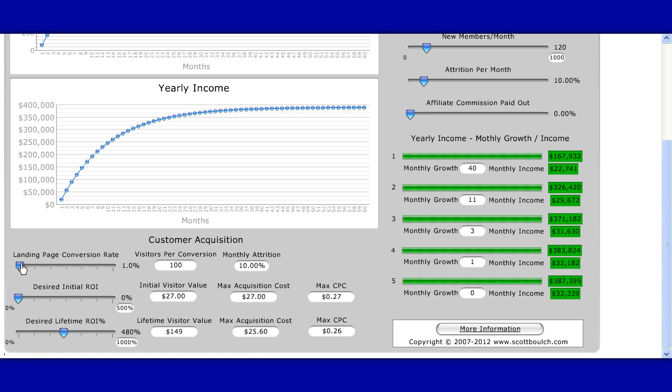Okay, so now we're selling 1 out of every 200. Now you're able to spend 27 cents per click. Let's do it at a 4%. You're able to spend $1.08.